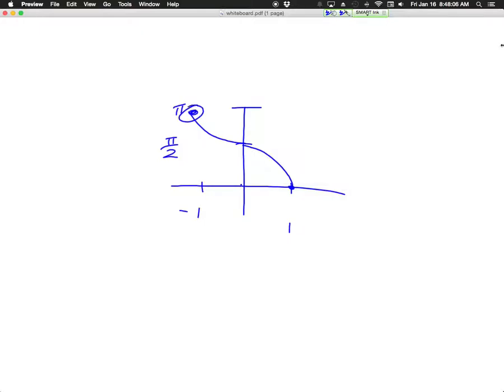Domain and range from inverse cosine. What's the domain of inverse cosine? -1 to 1. And the range? 0 to pi. So the graph of this one, we're still going -1 to 1 here, but we're going from 0 to pi. Okay, and this one looks like that, correct? Yep. Okay, so again, we get the quadrantals, which is going to be here, here, and here.